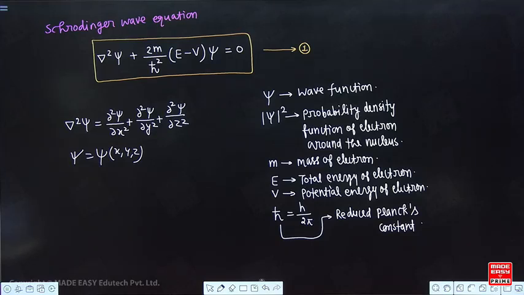Write the solution of equation 1. The solution of equation 1 gives the distribution of electron around the nucleus.